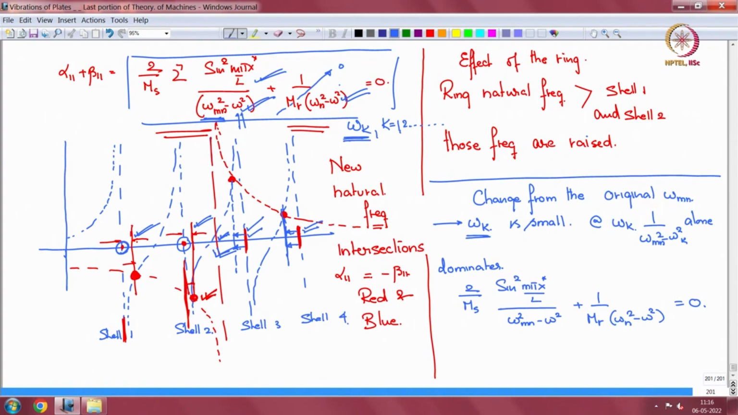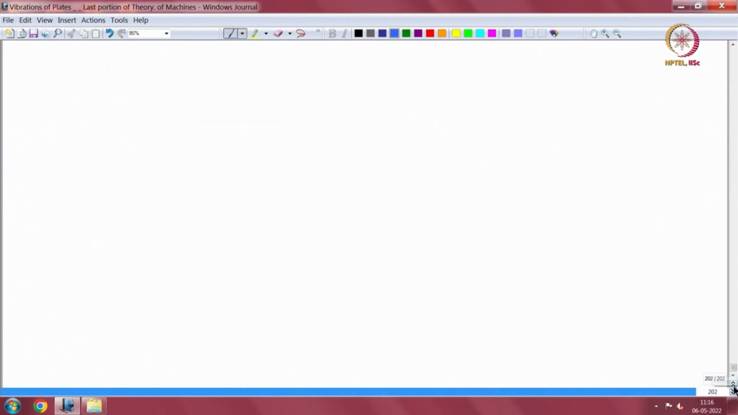If I can remember this on the next page, okay. Let's see, 2 by m shell sine square m pi x star by L, omega square mn minus omega square, plus 1 over m ring omega n square minus omega square equal to 0.